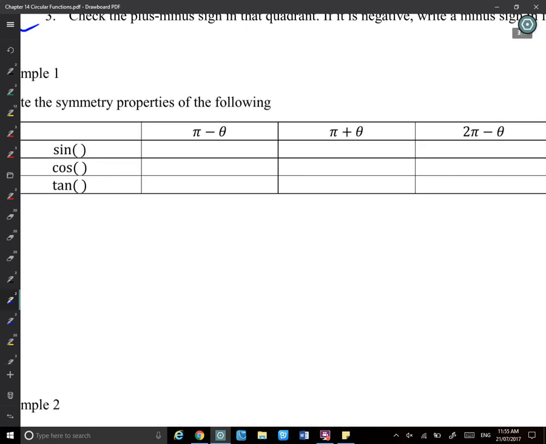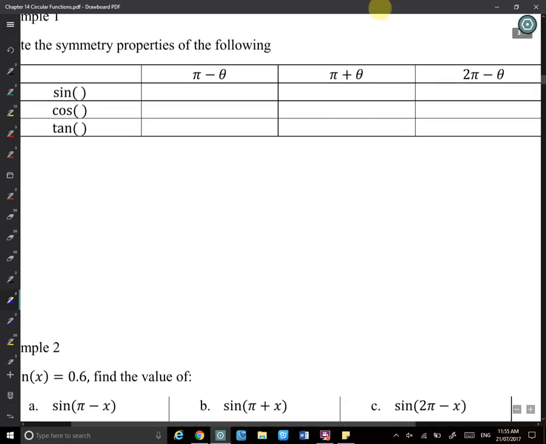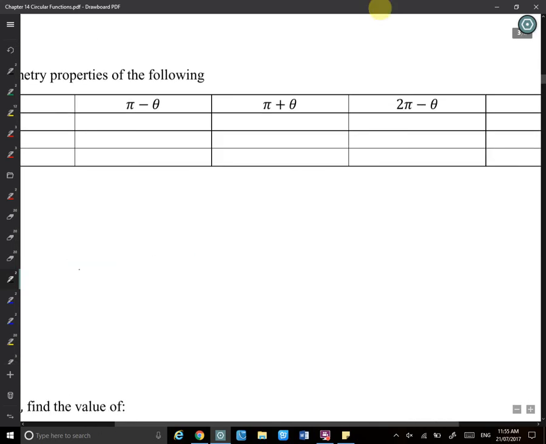Just assume theta is an acute angle. Where will this angle approximately be, in the first, second, third, or fourth quadrant? Pi minus theta. Second. So if it's in the second quadrant, let's sketch it below here. Just assume any size between 0 and 90 for theta. So that is pi minus theta. It's not reaching pi.